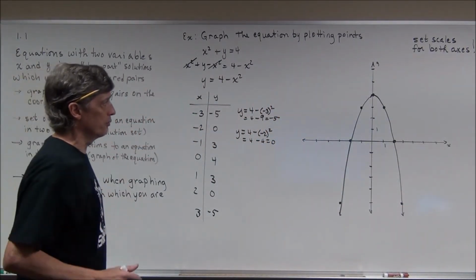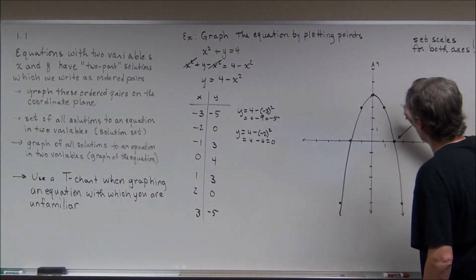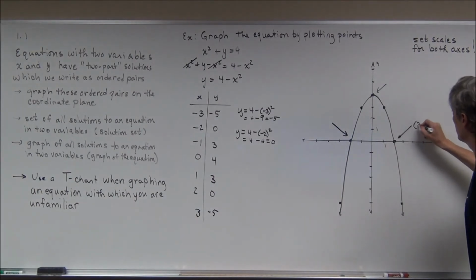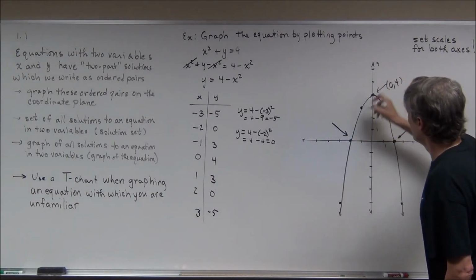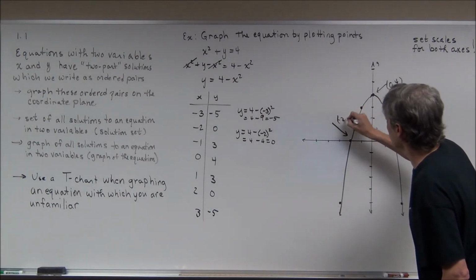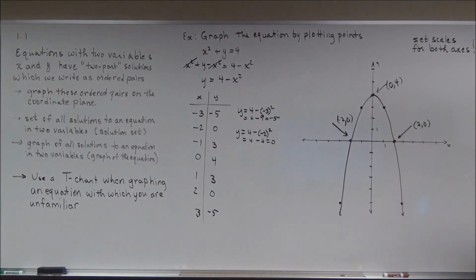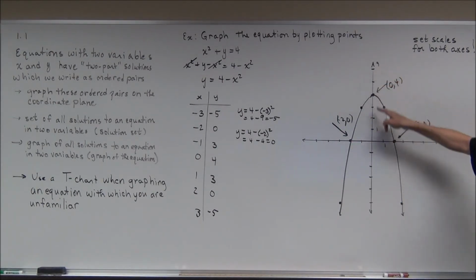I do want to point out 3 very important points. Those points are here, here, and here. This point is 2, 0, 0, 4, and -2, 0. These 2 points here and here are where my graph crosses the x-axis, and they're called the x-intercepts. And this is where my graph crosses the y-axis, and it's called the y-intercept.